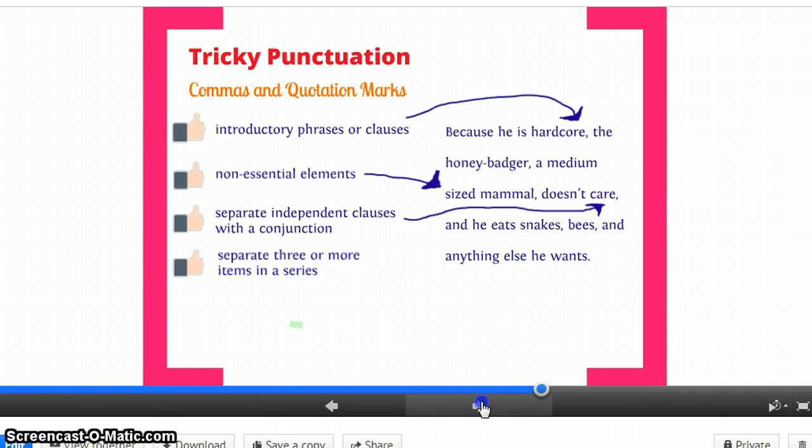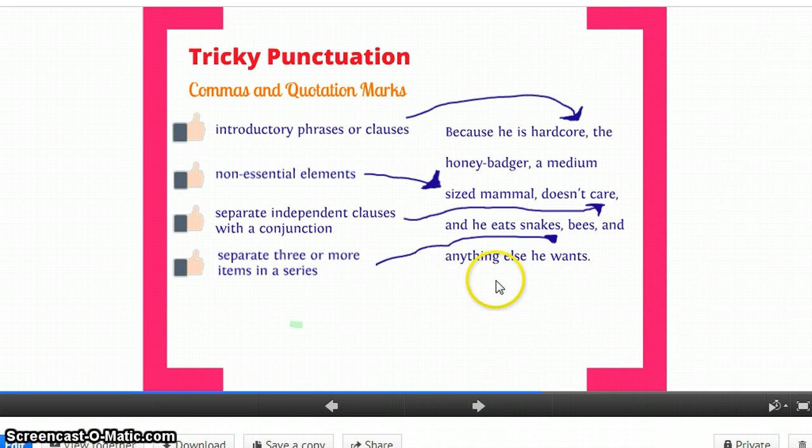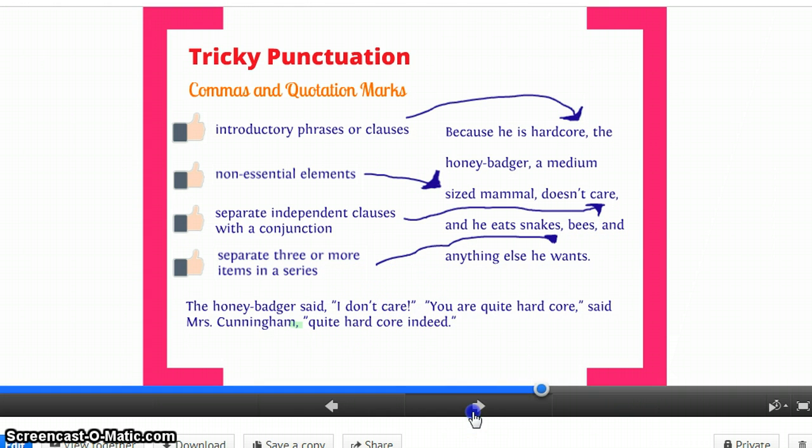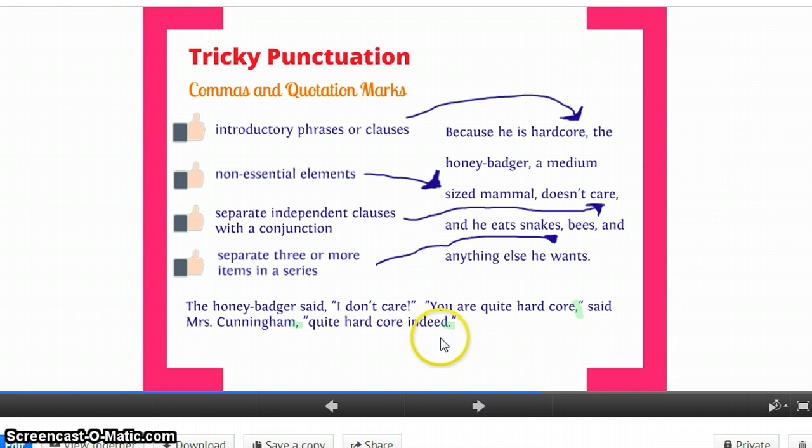So next is quotation marks. And for quotation marks, what is important to know is how to use other punctuation marks with quotation marks. What you need to know is you need a comma to introduce a quote. The honey badger said, "I don't care." So you would use that there. And notice the exclamation mark is inside the quotation marks. In fact, almost all the time, your punctuation needs to be inside the quotation marks.